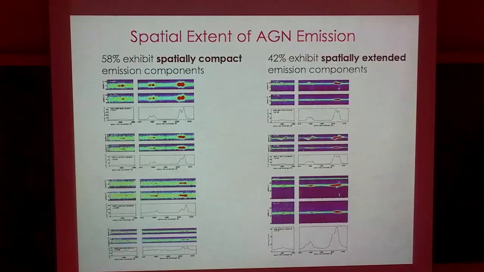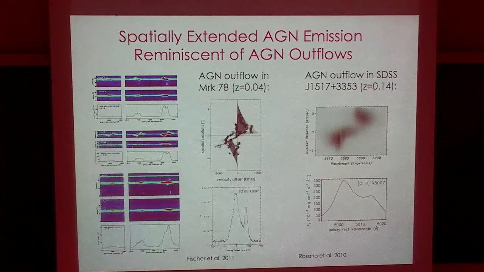Okay. So, another thing we noticed was that in 60% of the cases, the double peak AGN correspond to these spatially compact emission components, so they're compact spatially and in velocity, whereas the other 40% are extended in a wide variety of different ways. So they have these messy profiles. These extended profiles remind you of what the 2D spectra look like for these outflows, right? So here's the outflow I was showing earlier. It's got this extended emission, and looks like some of these.